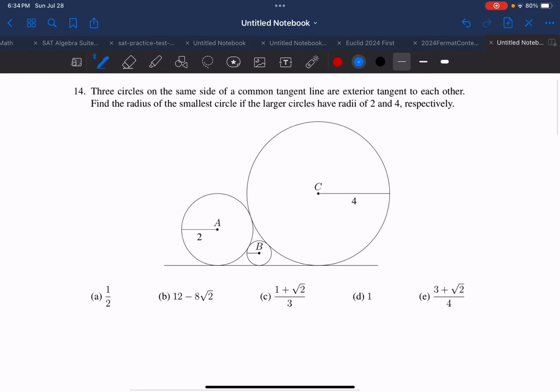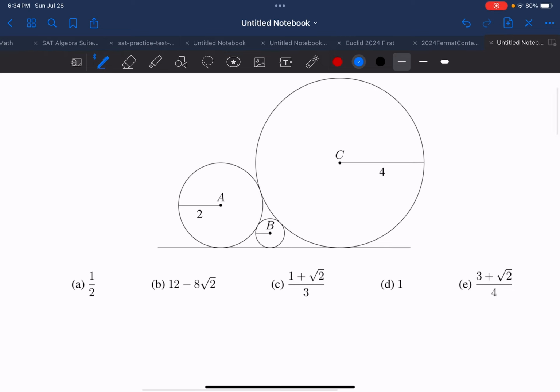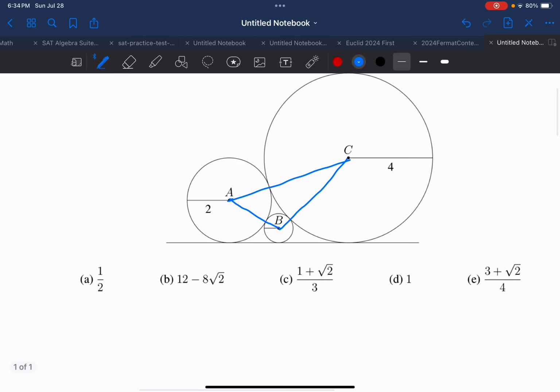Whenever we have these kinds of external tangent circle questions, we first want to connect them all. So let's first do that, connecting A with B, B with C, and A with C. Then I'm going to draw some more lines like this. From here, we know that the length of AC is going to be 2 plus 4, which is 6, because it's connecting the two large circles' radii, right?